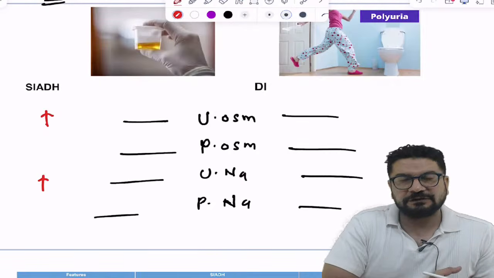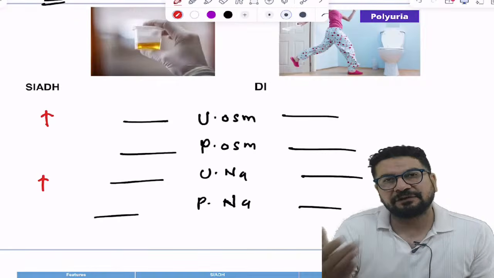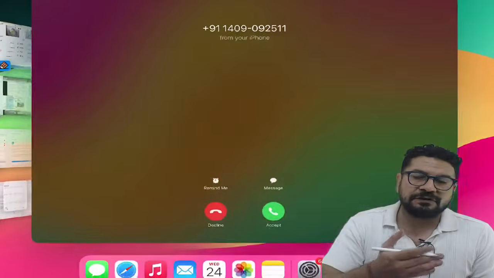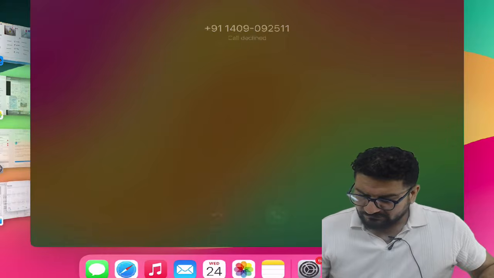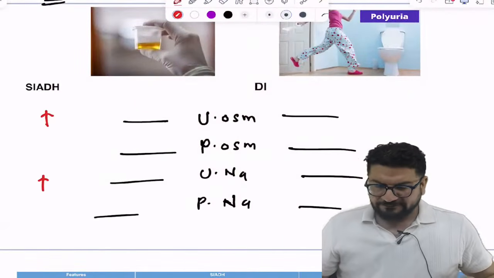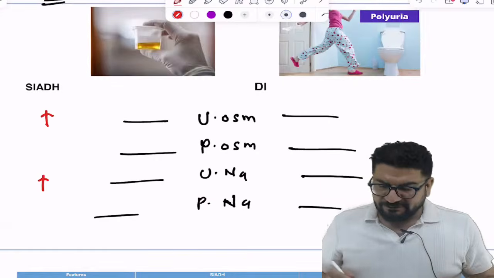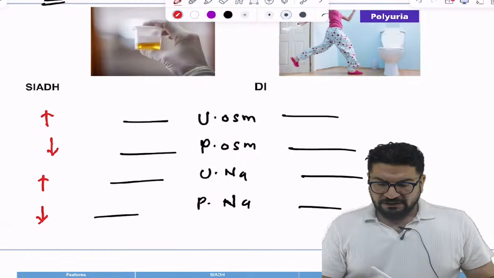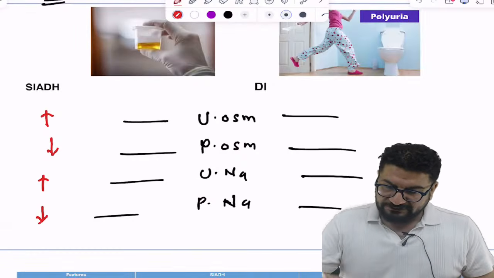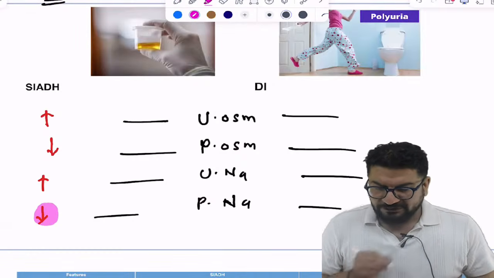ADH means it is causing anti-diuresis, against the diuresis. So the patient will have water reabsorption. This water will dilute everything. So in the plasma everything will be diluted, so plasma osmolality will be lesser, plasma sodium will be lesser. So the main complaint you can notice is the patient will have hyponatremia.